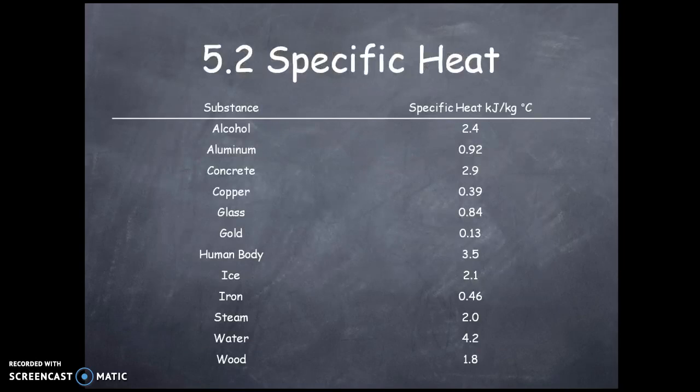So here is the list which gives the specific heat of various materials, and you can see that the water is 4.2.